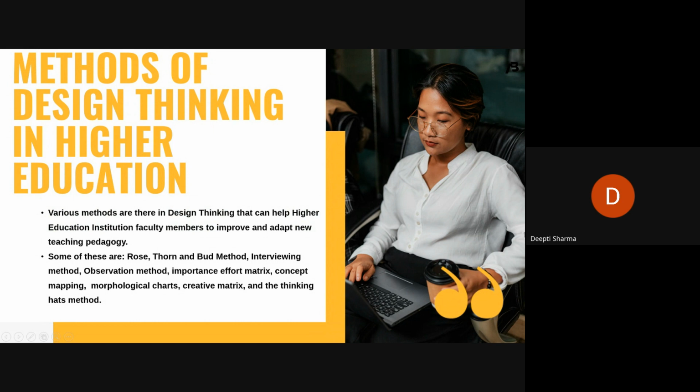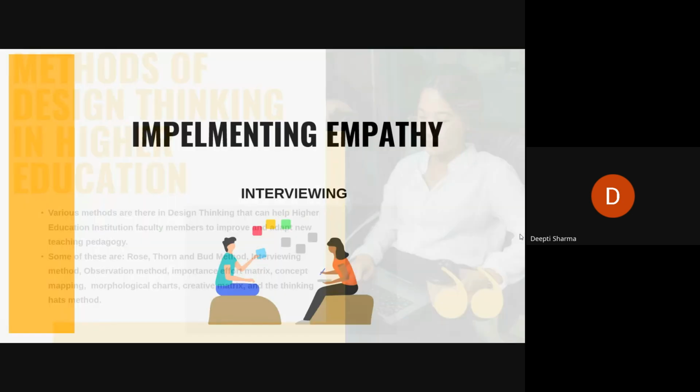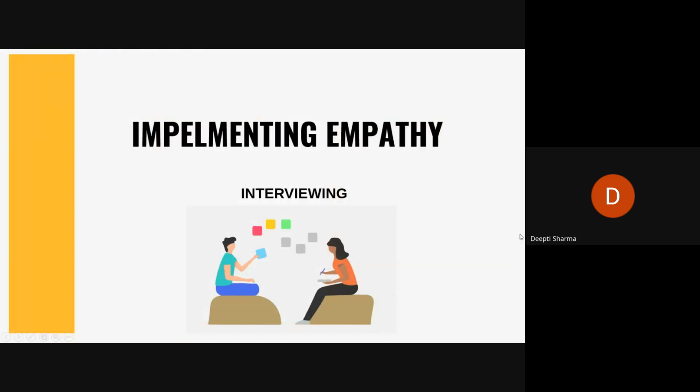So let's look at the various concepts and relate them with the phases of design thinking. First thing is implementing empathy. How interviewing can be helpful in implementing empathy.